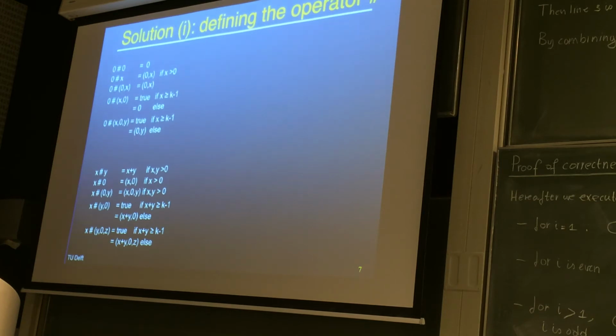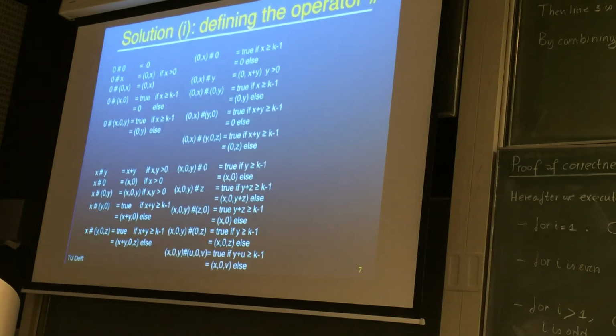Here you have 0 and you start a new segment, so you have to remember just the start of the new segment. Here you have x and 0, then the outcome will be true if x is at least as large as k minus 1. A run of k elements needs k minus 1 comparisons of adjacent elements, and 0 else. Then you might have even a triple, x, 0, y, combined with 0, which gives true if x is at least as large as k minus 1, and is 0, y else. And so you continue.